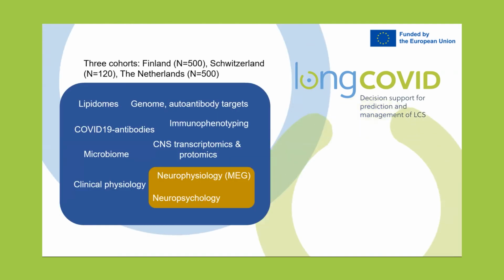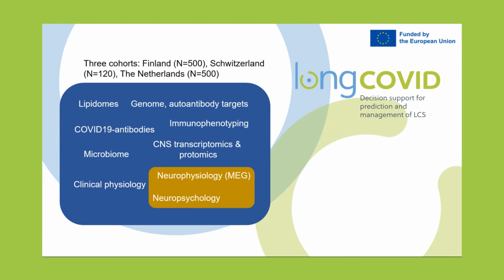So in the whole study, 3 cohorts will be included in Finland, Switzerland, and the Netherlands. As you can see from this figure, there will be very many biomarkers collected from these subjects with partial overlap over the cohorts. Here in Helsinki, we will measure part of the cohort with MEG.